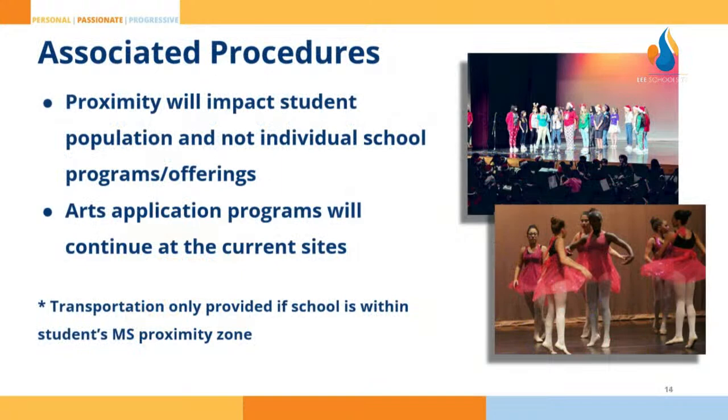The middle school proximity plan will not affect programs and offerings of individual schools. We currently have 7 total arts application programs, and those will persist at their current sites. It's crucial to emphasize that transportation will only be provided if the school is within the student's middle school proximity zone. The standard reservation of seats and application process will remain unchanged. In other words, families can apply for an arts application program, but transportation will only be provided within the designated zone.